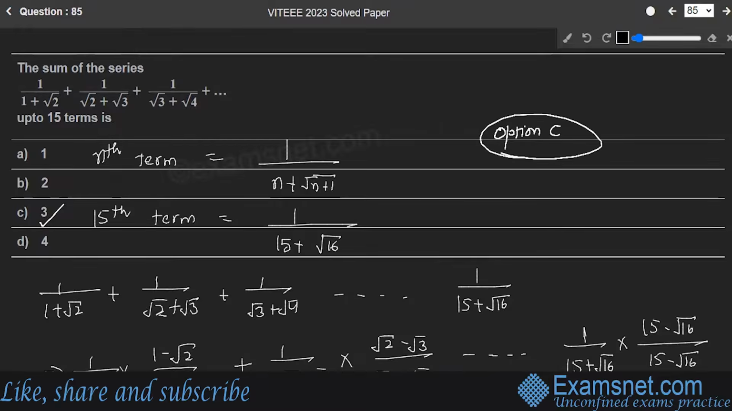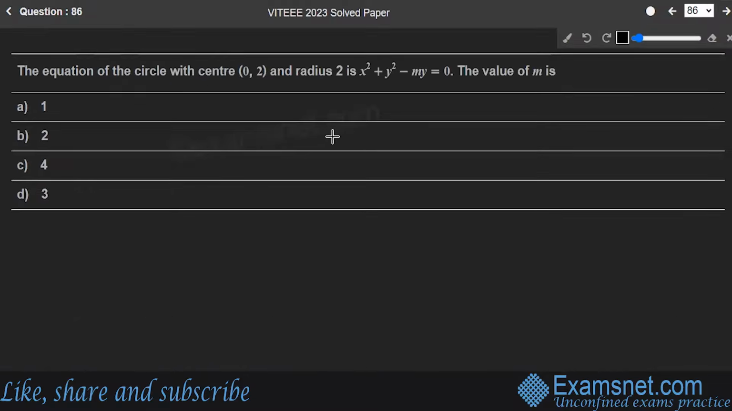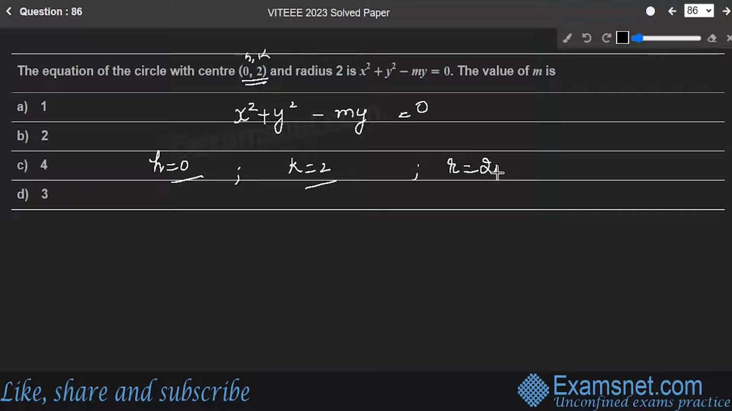Hope you got that. Next is question number 86. The equation of the circle with this center and the radius 2 is this. Then you have to find out the value of m. Here you have x square plus y square minus my is equal to 0. That means in the question, the h value is equal to 0, k is 2, and the radius is given as 2 again.